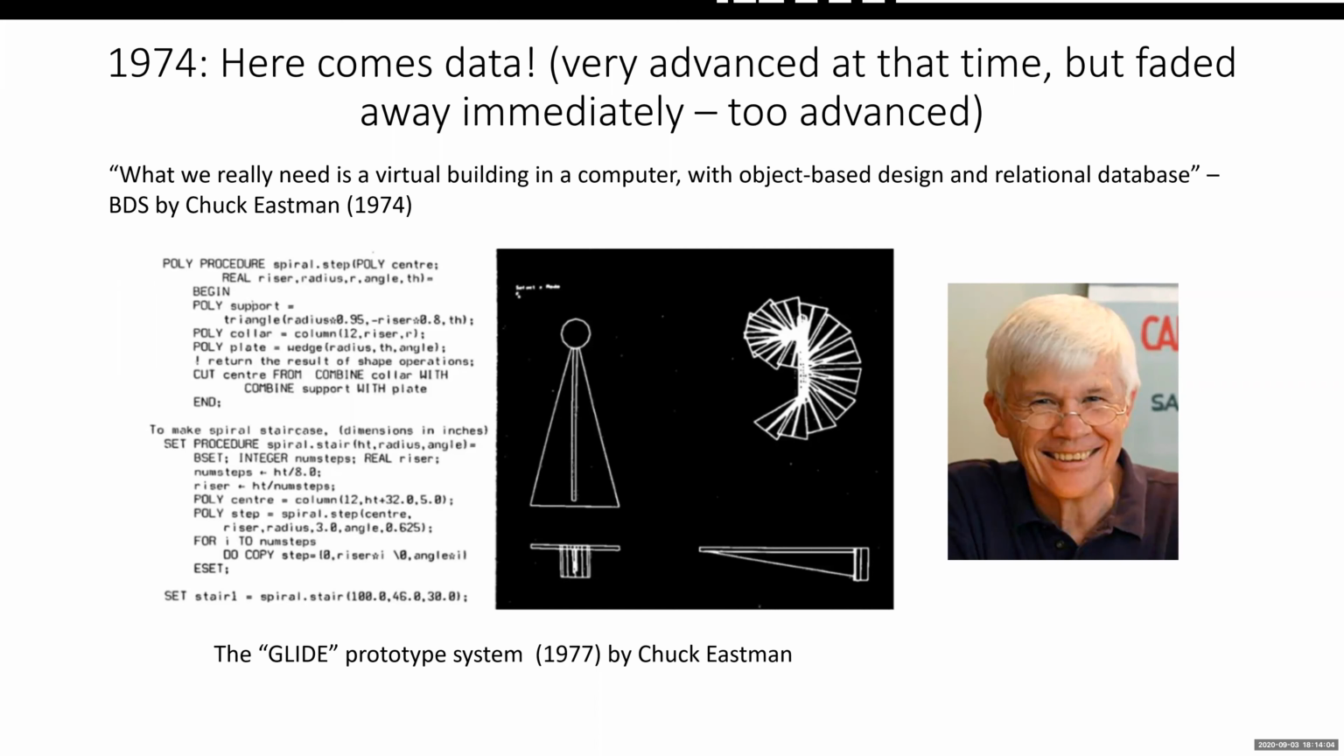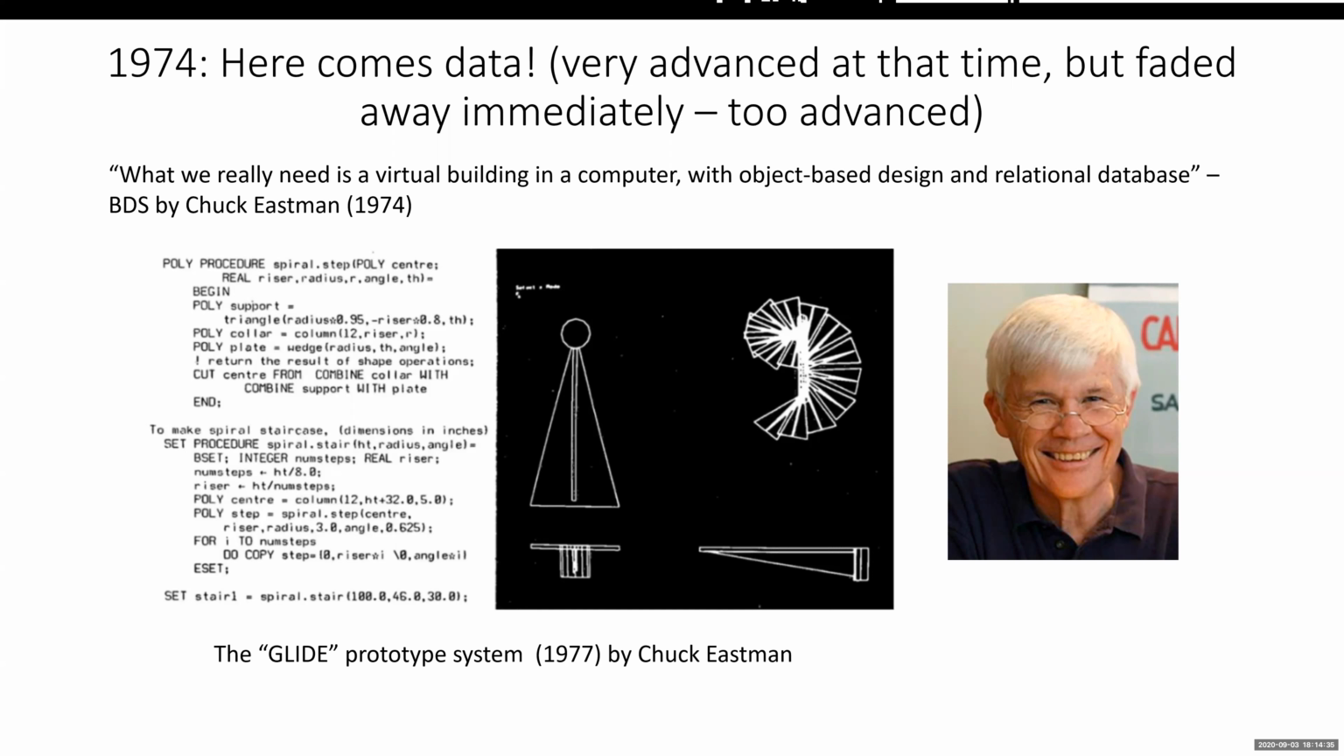So in 1974, Chuck Eastman published that paper talking about the building description system. And in 1977, he proposed this GLIDE system and said, hey, this is something we need. Unfortunately, he was too advanced. Sometimes when you propose something that is ahead of its time, people wouldn't buy it. And we didn't have enough computing power at that time to realize that.